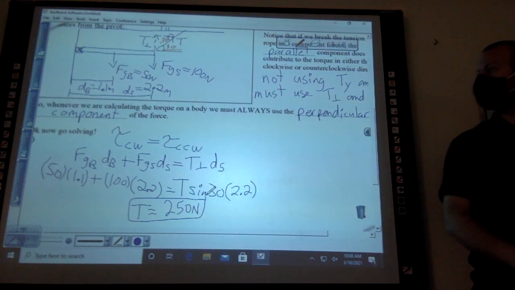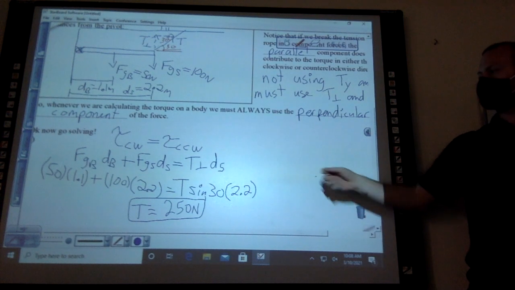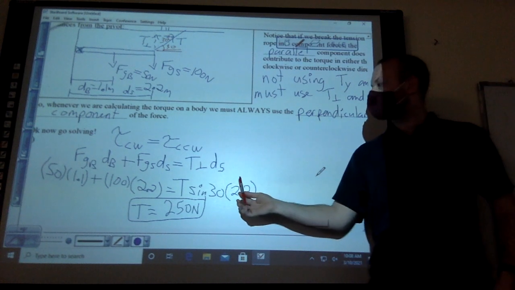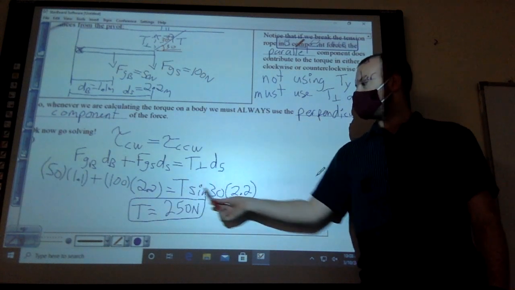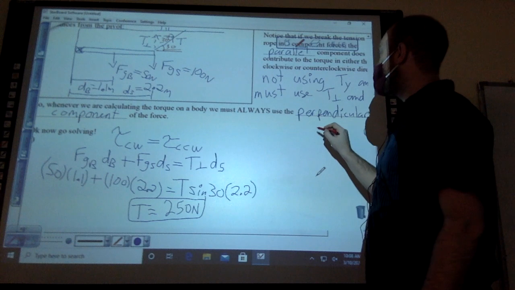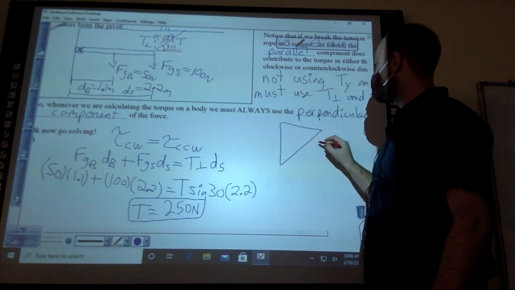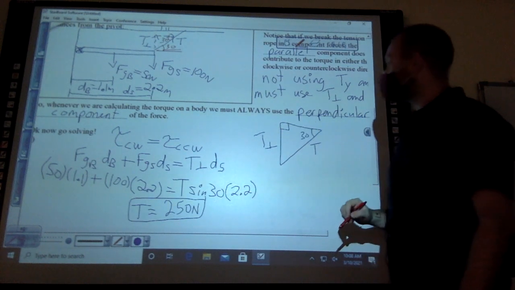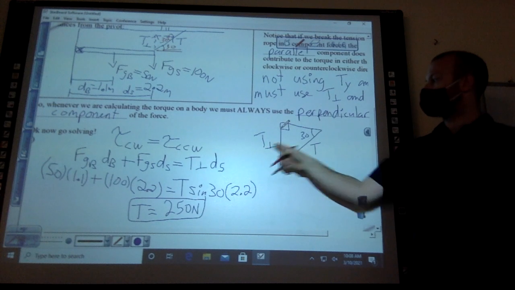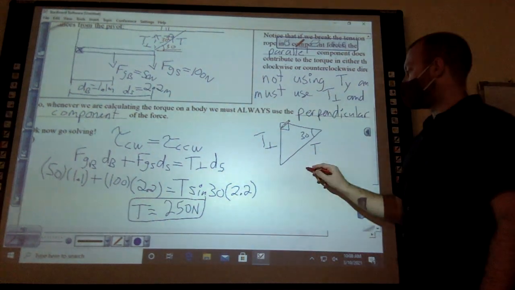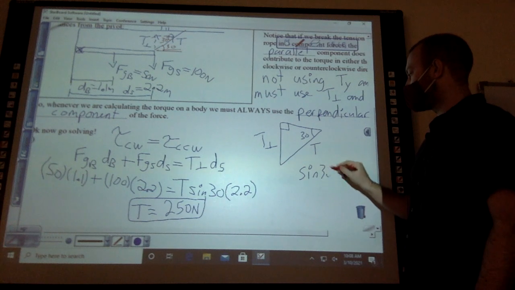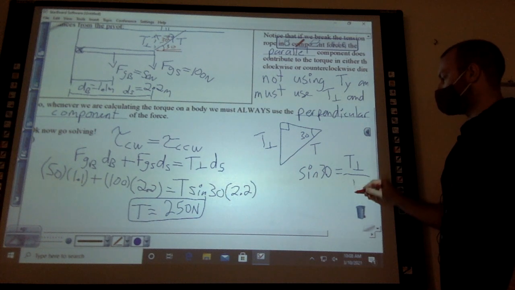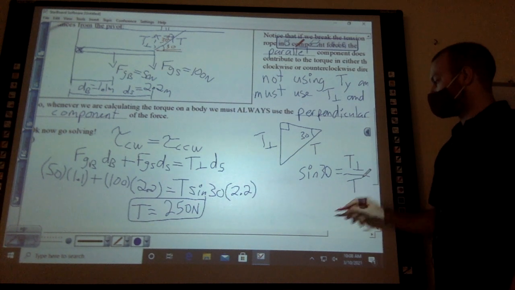Which part's confusing? The second to last. Which part of it? The right side. T sine 30? So here's my triangle, if this is T perpendicular, this is 30, here's a right angle. If I want to write this in terms of T, sine 30 is equal to the opposite over the hypotenuse. Solve for T perpendicular.